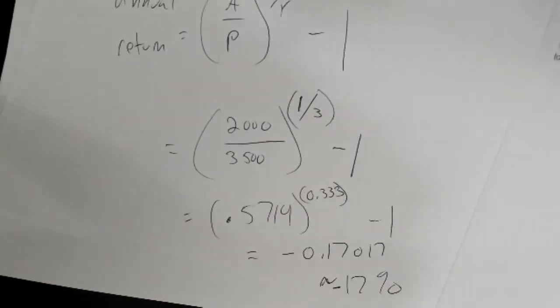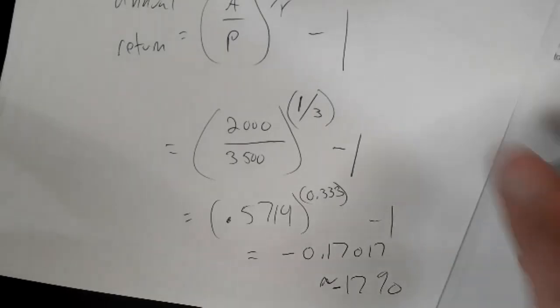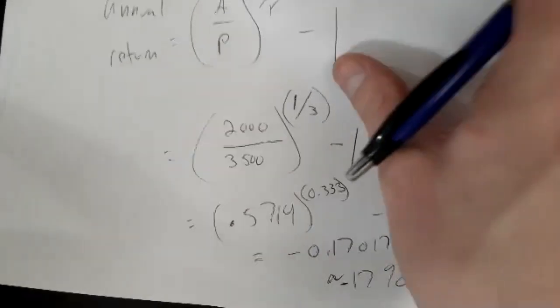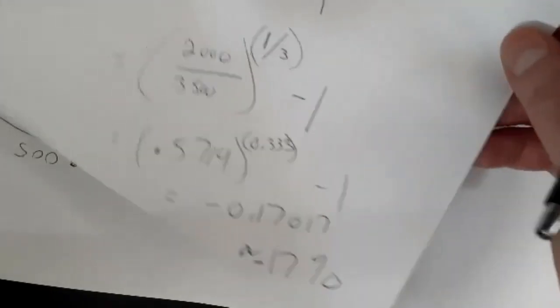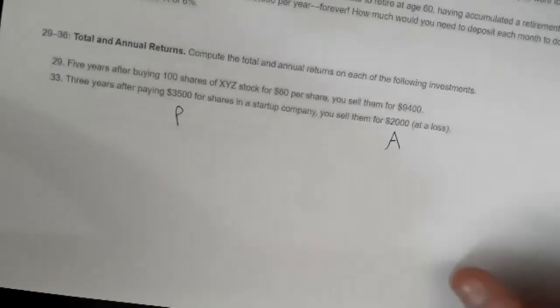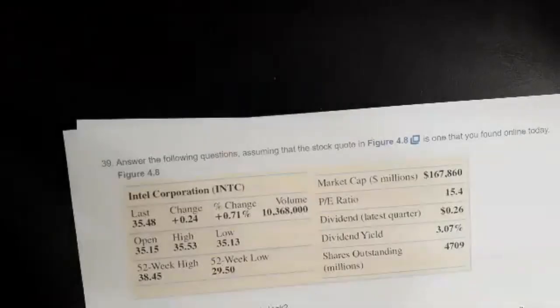And -1 equals. So this is a negative 0.1700. What is that? What did you get? Yep, so negative 17% is where you're at there. Okay, so we did those five.